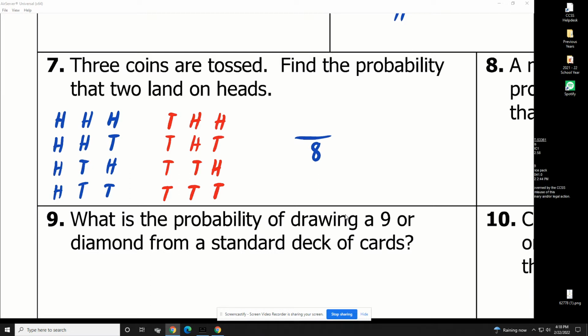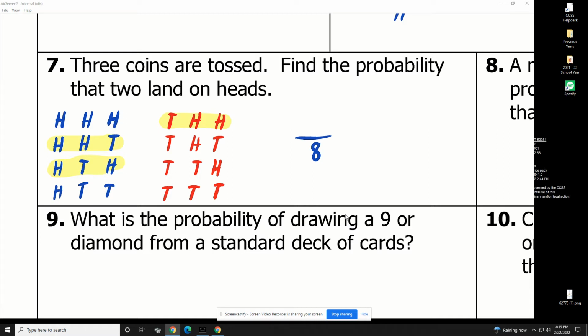Well, not the first one, because those are all 3. How about these? That's 2 landing on heads. This one is 2 landing on heads. The fourth one is 2 tails. This one is 2 landing on heads. This next one is 2 tails. The third one here is 2 tails. And the last one is all tails.